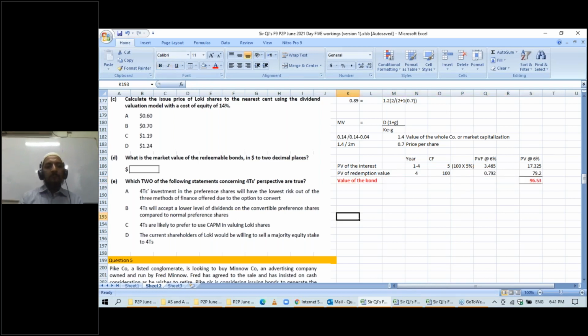Okay, now please read question E. Which two of the following statements concerning 4T's perspective are true? Which two are true?